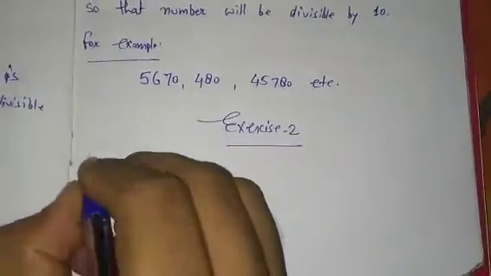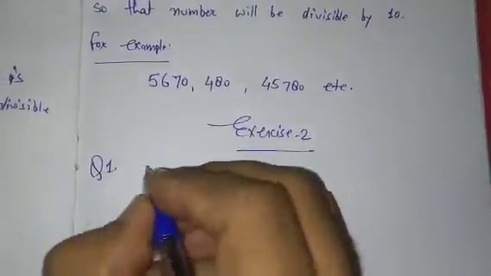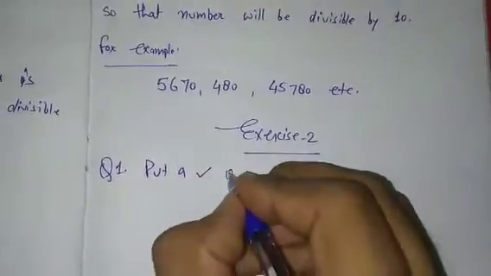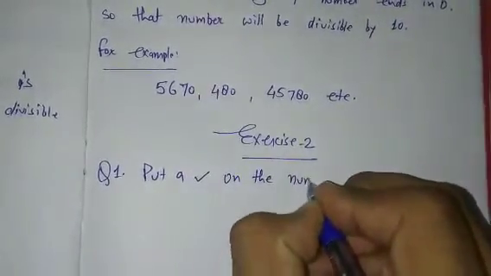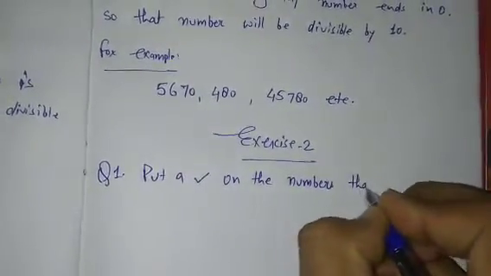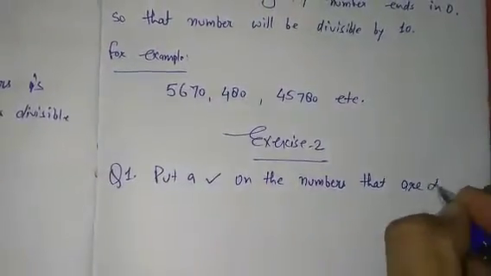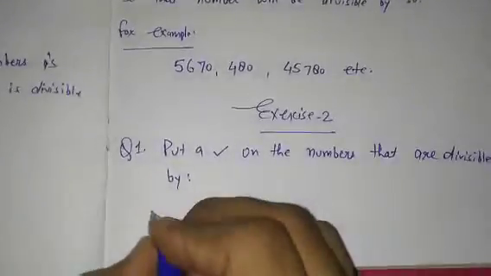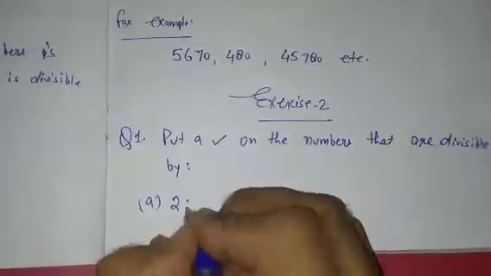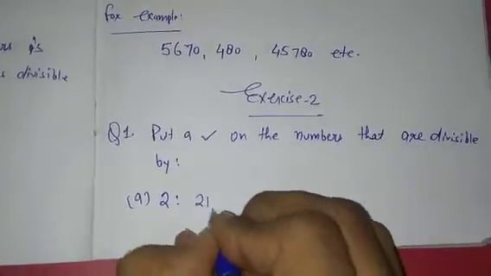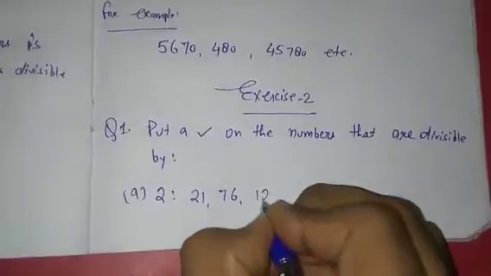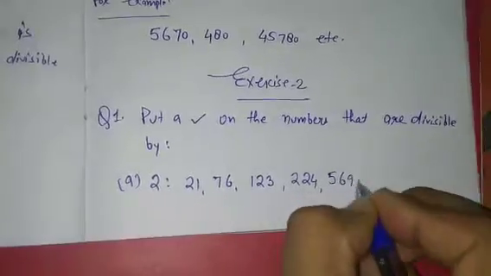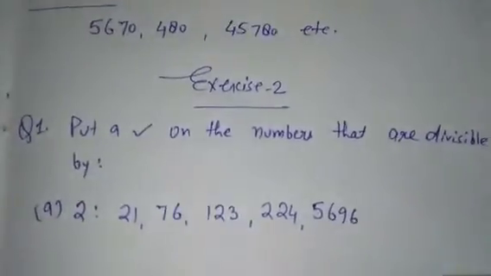So now students, question number 1 of exercise 2. Question number 1 has been given: put a tick on the numbers that are divisible by 2. The numbers given are 21, 76, 123, 224 and 5696. So students, listen carefully.